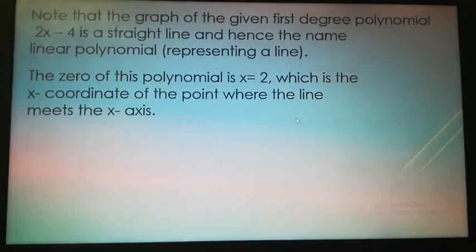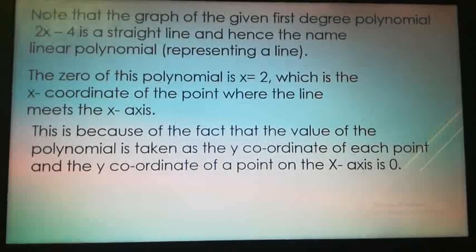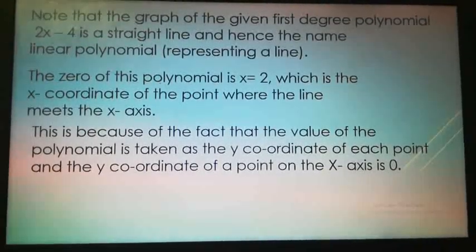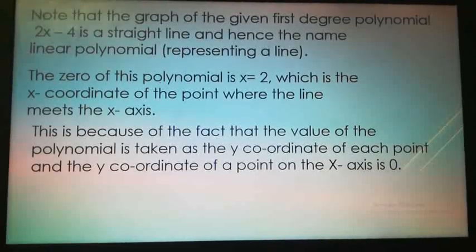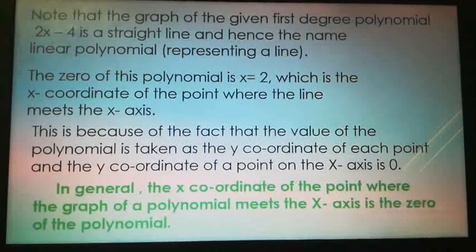So that's a generalization. It's because of the fact that the value of the polynomial is taken as the y-coordinate of each point, and the y-coordinate of a point on the x-axis is 0. Hence the x-coordinate of the point where the graph of a polynomial meets the x-axis is the 0 of the polynomial. And again, you know that a line will intersect the x-axis only at one point. So a linear polynomial can have only one 0.